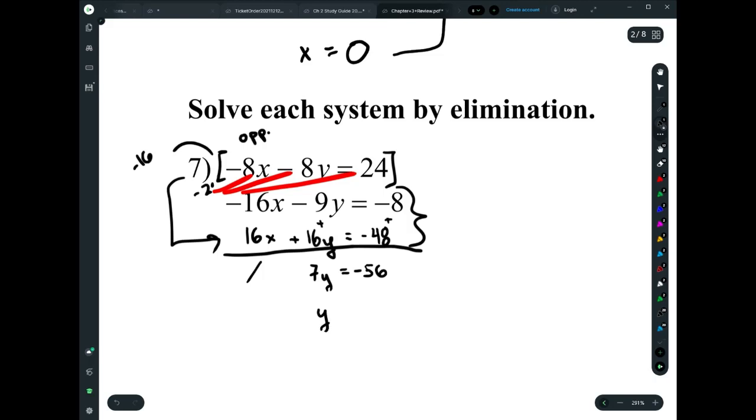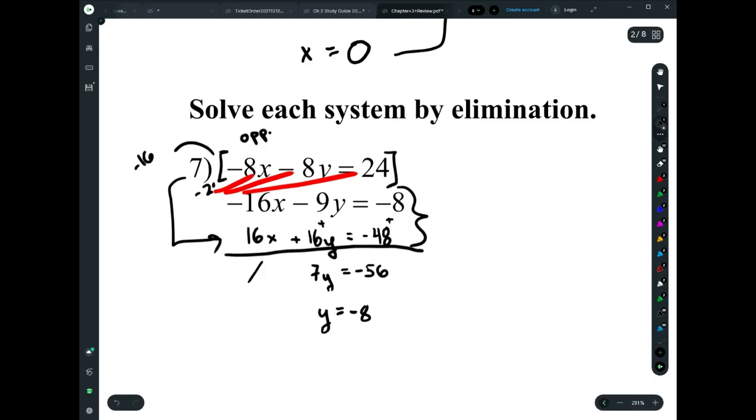So then y is going to be negative 56 divided by 7, negative 8. With negative 8 in store, you can plug into any of the original equations. Remember though, we are solving for x, so we just found y, so we want to make sure we plug it back in for y in this particular case.